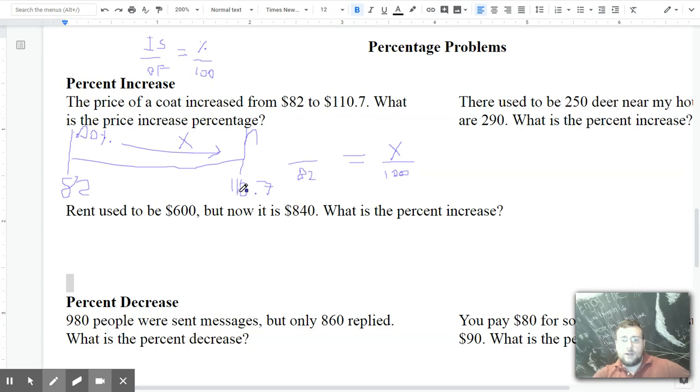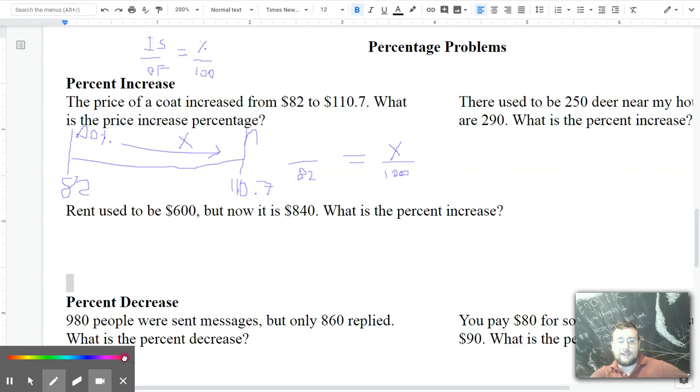If you put 110.7 up here, then when you get your answer, it's going to be off by 100 because it's not going to be the increase. It's going to be the increase plus the original 100. So you would have to remember to subtract 100 if you do it that way.